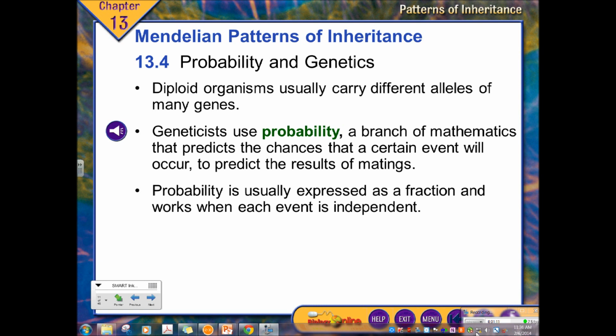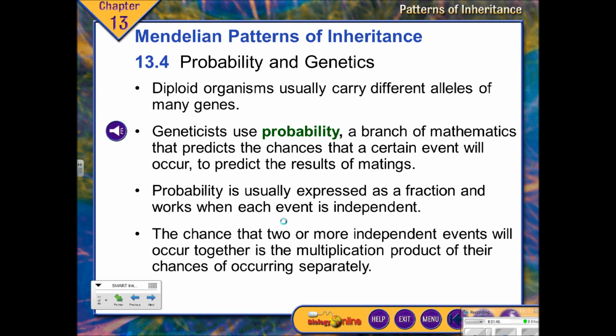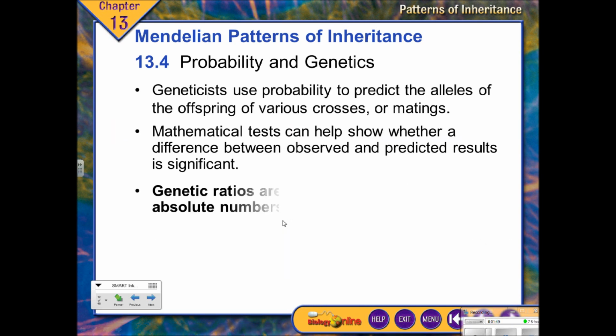But anyway, I want to point out the word really describes it. Probably. Probability, probably what's going to happen. It does tell you all the possible options that can be inherited, and then it gives you the probability, the mathematics of what are the odds of it happening or not happening. So it's not for sure, just probably. Okay, so I think I kind of said all that. Genetic ratios are estimates of probability, not absolute numbers.